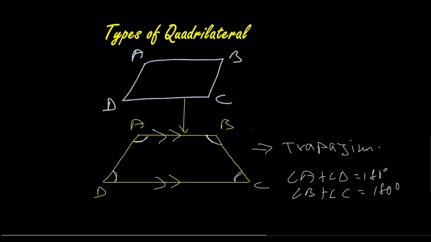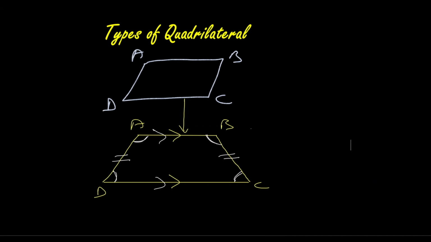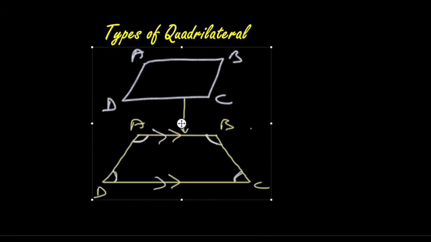But sometimes these non-parallel sides can be equal. In that case, we say it's an isosceles trapezium. But only when it is mentioned that the non-parallel sides are equal do we say it's an isosceles trapezium.